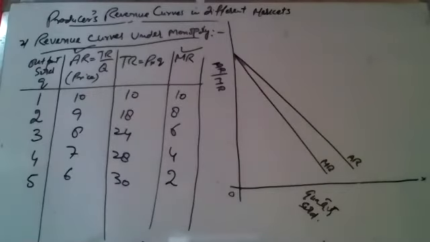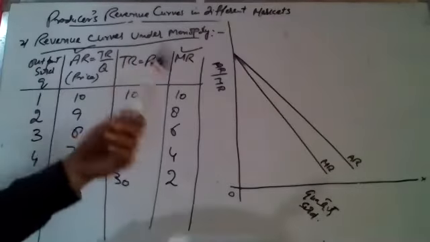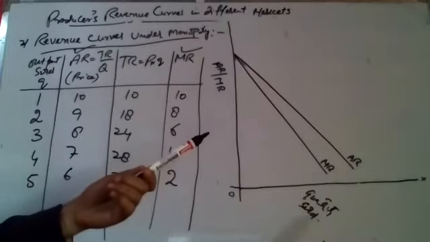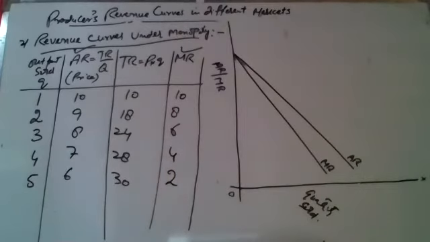Both the curves are downward sloping with high slope and less elastic. Elasticity is less, inelastic, but slope is high.